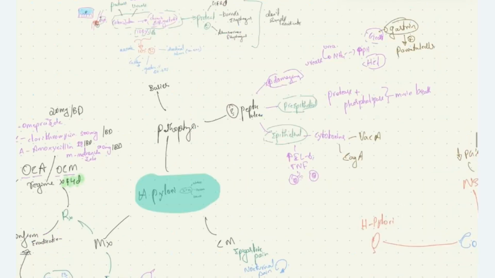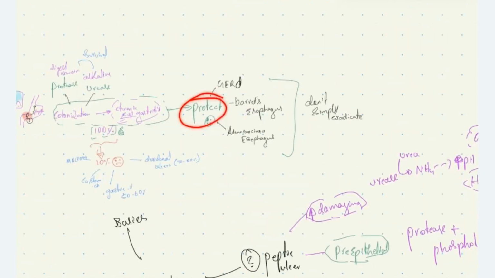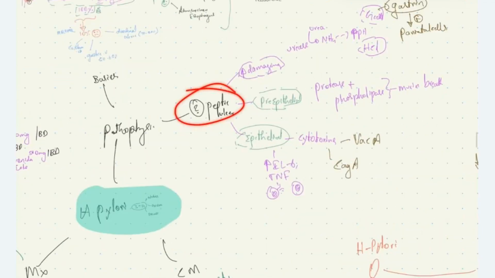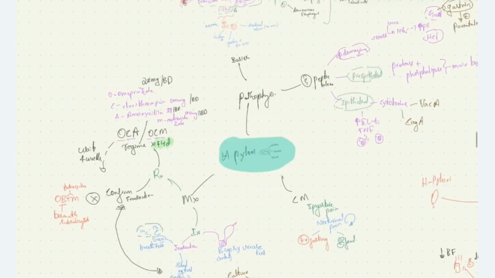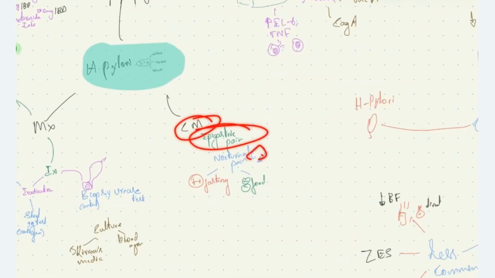Now, H. pylori infection is protective against GERD, Barrett's esophagus, and adenocarcinoma of the esophagus. How does it cause peptic ulcer? By increasing the damaging factor, that is HCl; by impairing the pre-epithelial barrier, that is mucin, by protease and phospholipase; by impairing the epithelial layer, by producing cytotoxins like VacA and CagA; and by increasing pro-inflammatory substances. The clinical manifestation is epigastric pain and also nocturnal pain, which is relieved on food and aggravates on fasting.